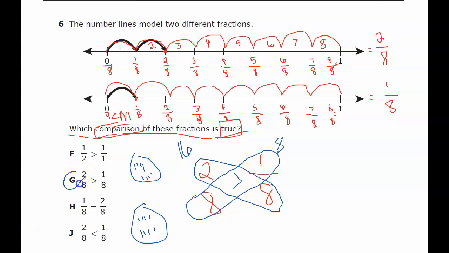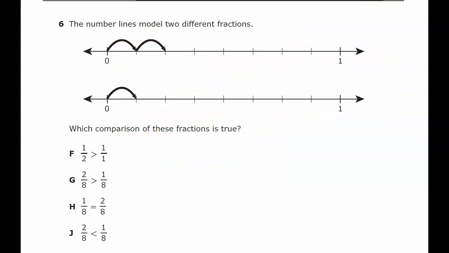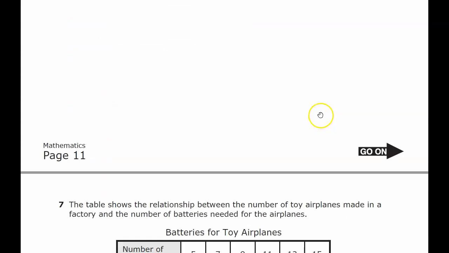So our answer here is G. So main thing to remember, if you see number lines, you need to label your number lines. When you see those comparison symbols with fractions, that means you are going to cross multiply. Okay? All right. Let's go to the next question.